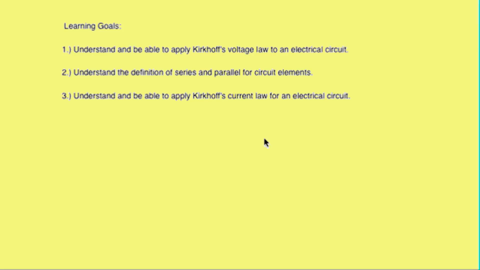Also define what it means to be in series and parallel for a circuit element. So let's start with our learning goals. Our learning goals are to understand and be able to apply Kirchhoff's voltage law to an electrical circuit, to understand the definitions of series and parallel for circuit elements, and number 3, to understand and be able to apply Kirchhoff's current law for an electrical circuit.